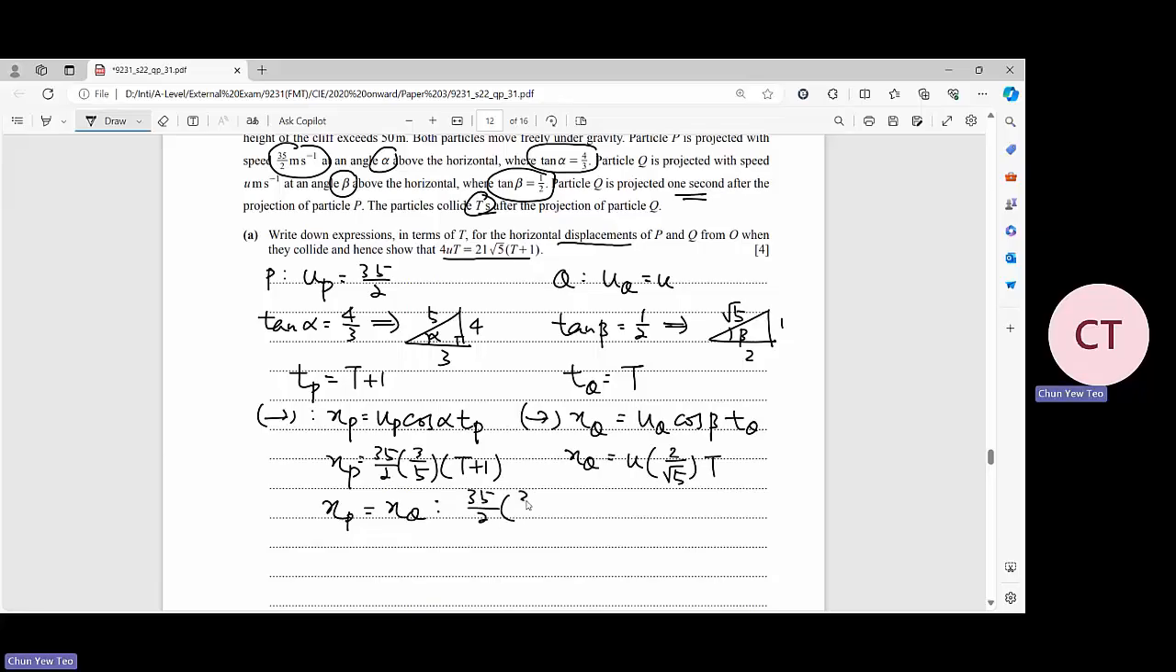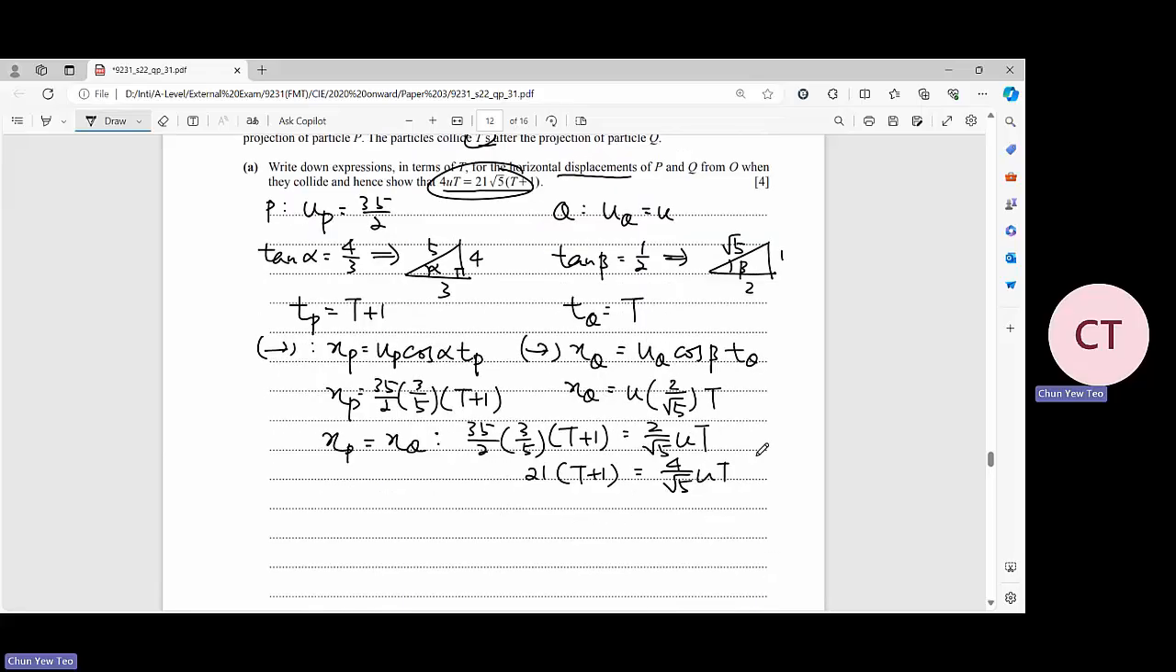So 2 over 5 times 35... (3 over 5)(t plus 1) is equal to 2 over 35 ut. Simplify it, you get 21 (t plus 1) is equal to 4 over 35 ut. But they want it in the form like this, so I just move the 35 to the other side. Therefore, you have 4 ut equals 21 times 35 (t plus 1) shown. This is how you show the relationship.